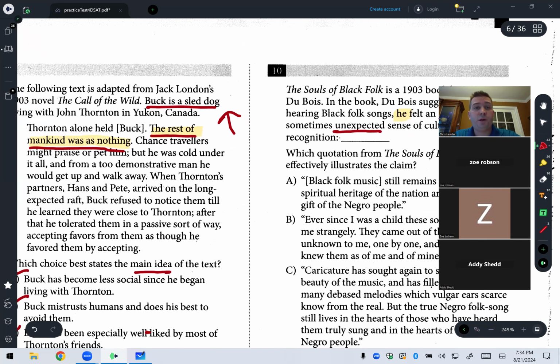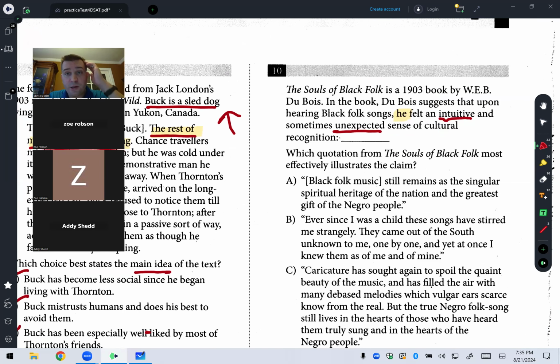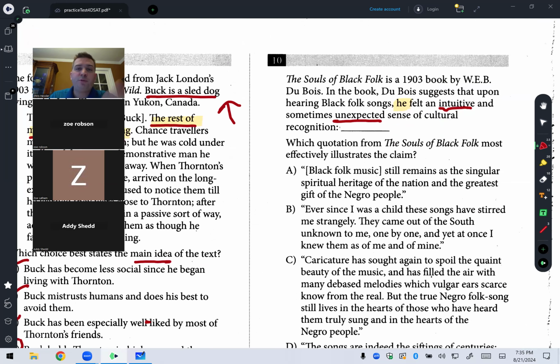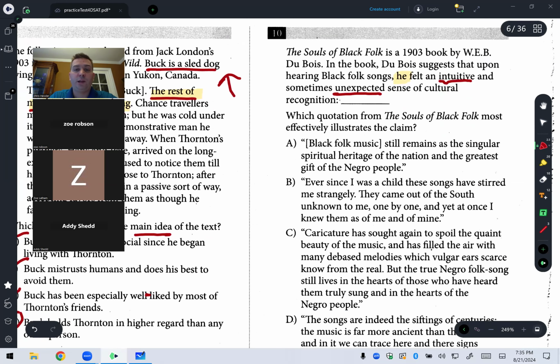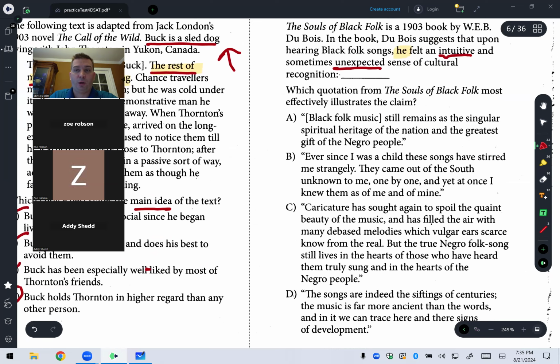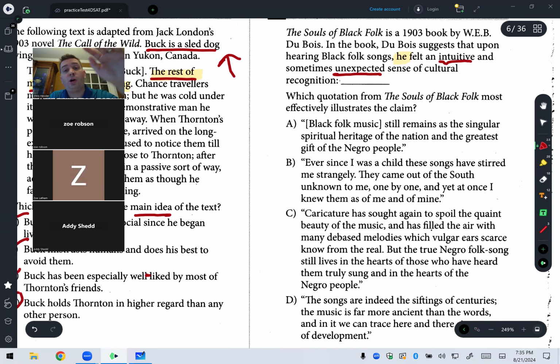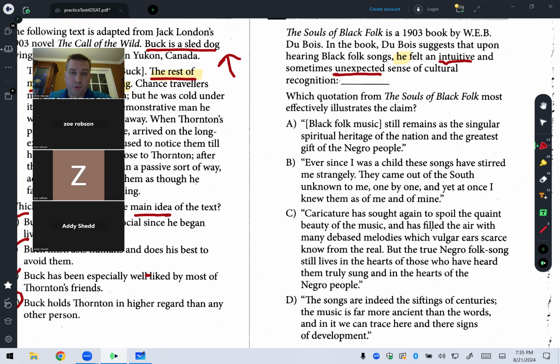All right, on to another passage from a book. This one is from the Souls of Black Folk. They always give you little clues in the question about what quotation they want from this book. We can assume that all these quotes are actually from the book. They're not trying to pull a fast one on you and say, ha, you never read the book. They know that none of us have ever read this book.